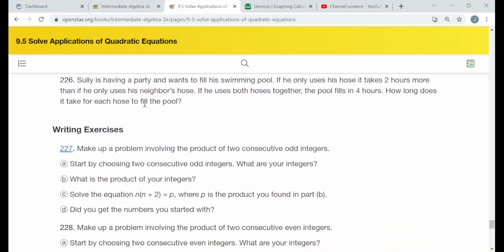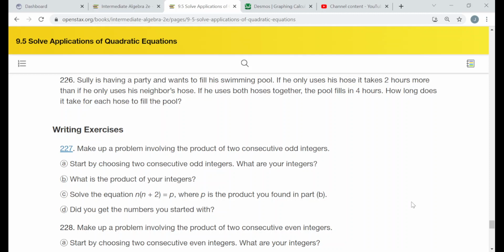Number 226. So Sully is having a party and wants to fill his swimming pool. If he only uses his hose, it takes 2 hours more than if he uses his neighbor's hose. If he uses both hoses together, the pool fills in 4 hours. How long does it take for each hose to fill the pool, individually? All right, so this is the same kind of problem as number 15. It's a work problem.